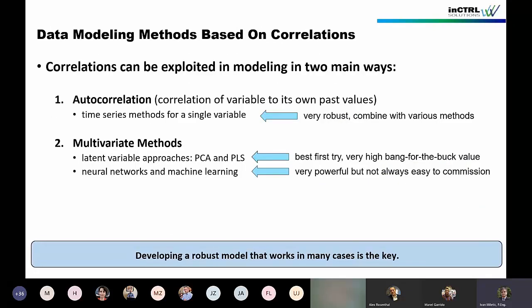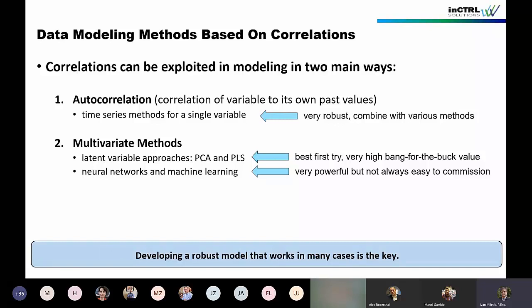So the methods that we're going to discuss today are going to be based on autocorrelation ideas, basically how a variable is related to its own past values. That is, if you think of a measured value and you take it at a certain point in time, how is that related to a measured value on the same variable that you took 1 hour ago or 2 days ago or something like that? All right. And then multivariate methods.